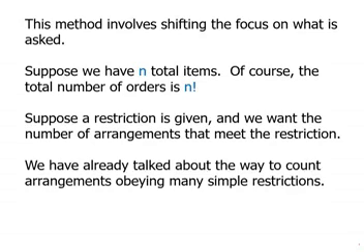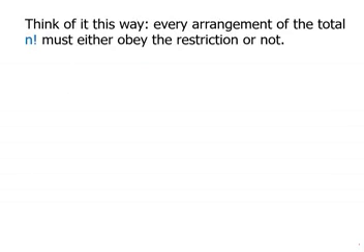We have already talked about the way to count arrangements obeying many simple restrictions. Now, for a more complex restriction, here's another way to think about it. Of the n factorial total orders that we could put the items in, some of those will obey the restriction and some of them won't.